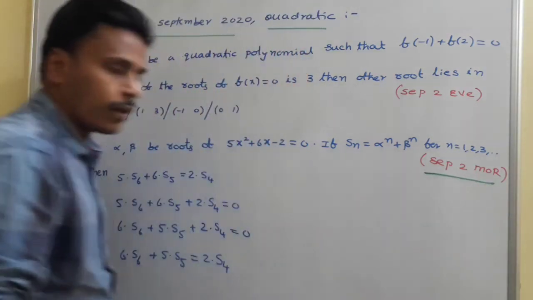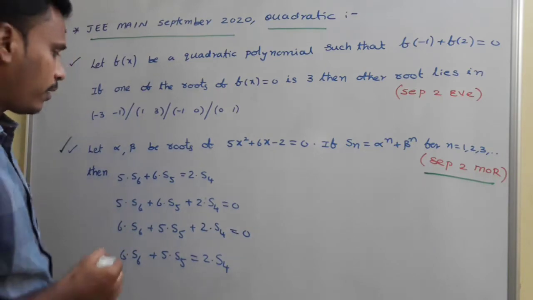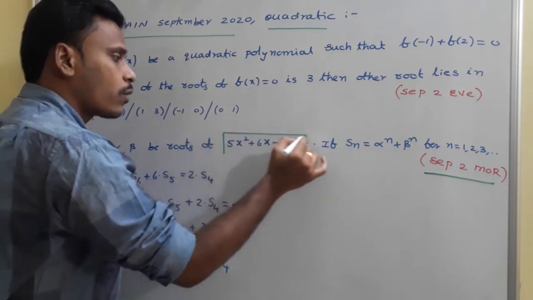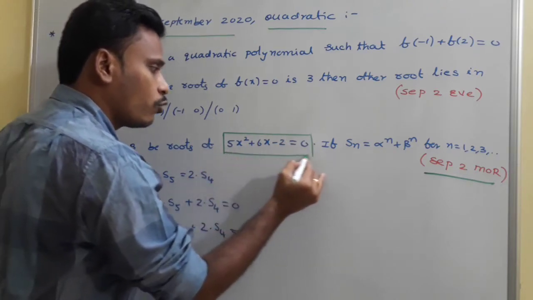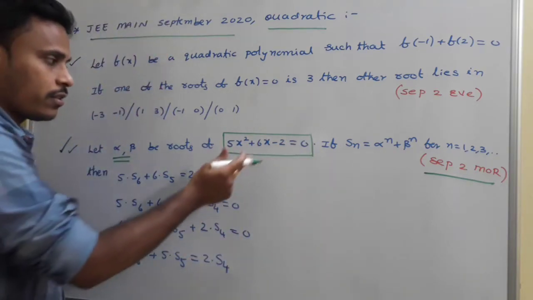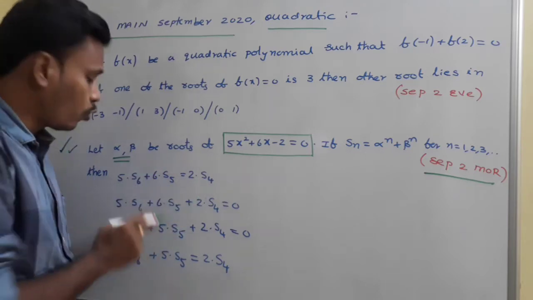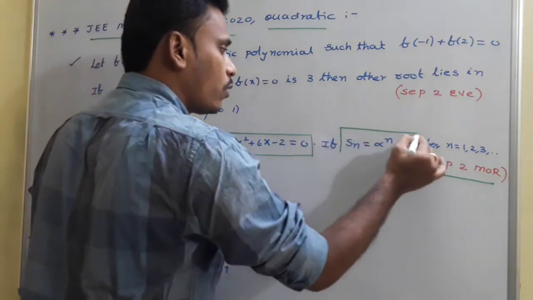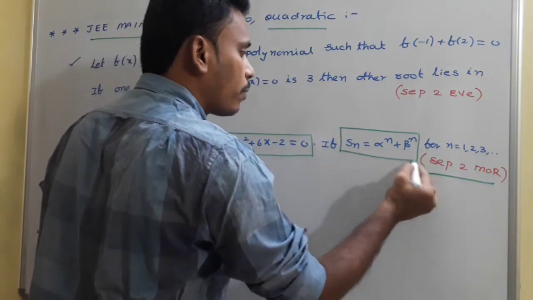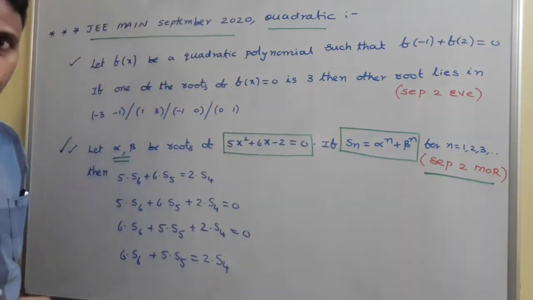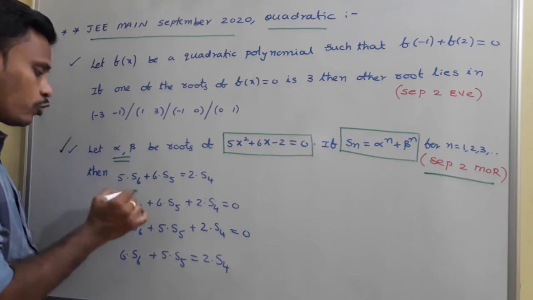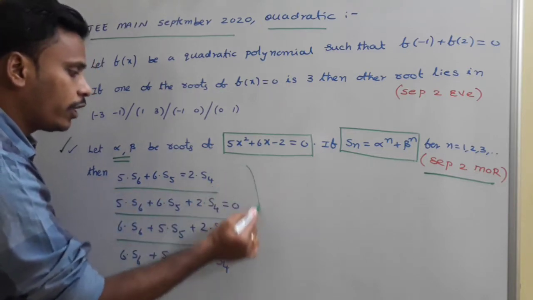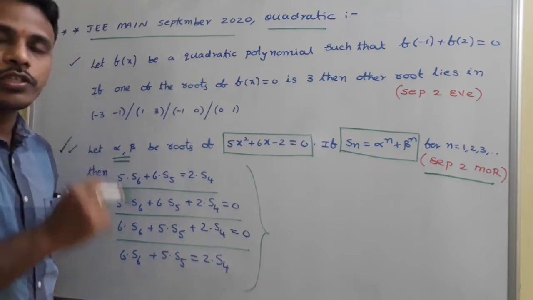First of all, let us look at the second question, which was asked on September 2nd morning. The question says that alpha, beta are the roots of 5x square plus 6x minus 2 equals 0. This is a quadratic equation and it has two roots, alpha and beta. They also mention that Sn equals alpha power n plus beta power n for natural values of n. Then we need to choose which one among these four options is correct.